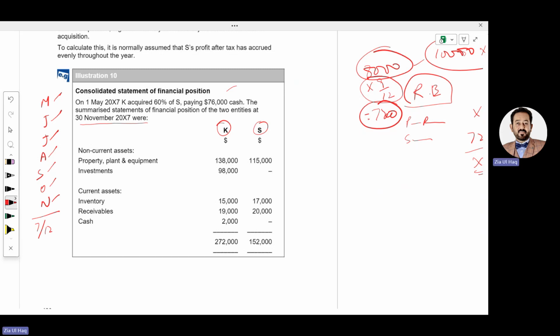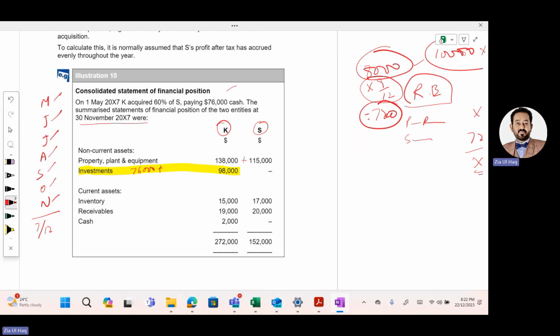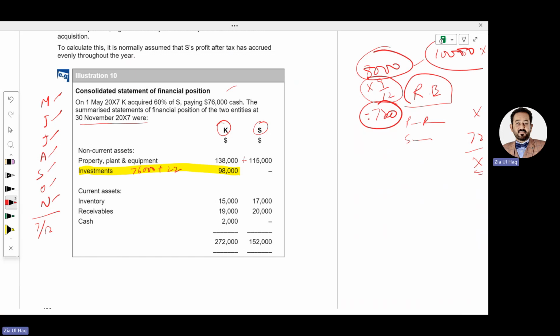And consideration paid is 76,000. Property, plant and equipment, we will add both. Instead of investment, what is this investment? He said consideration paid is 76,000. Why he is saying investment is 98,000? This means this investment include amount paid to subsidiary as well as some other investment. What could be the other investment of 2,200?